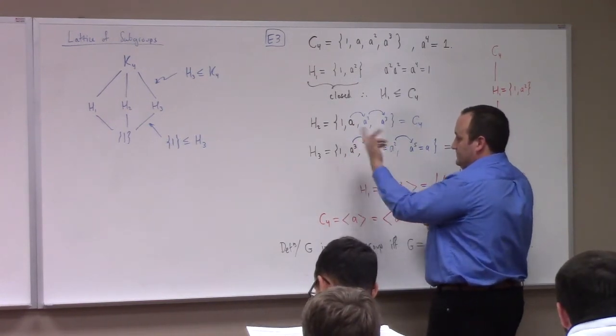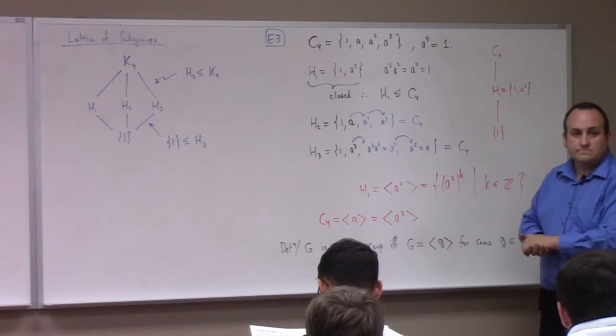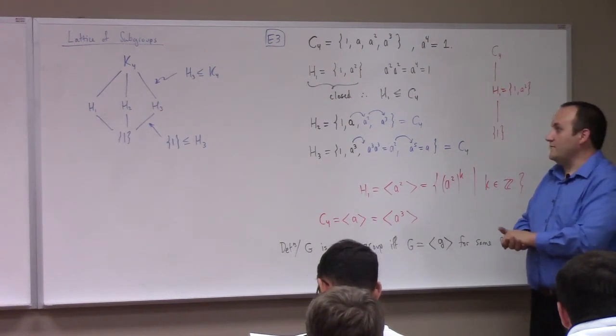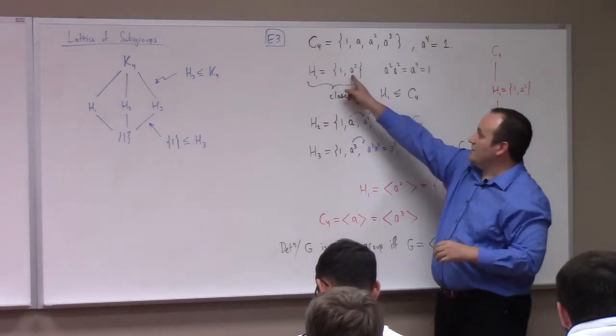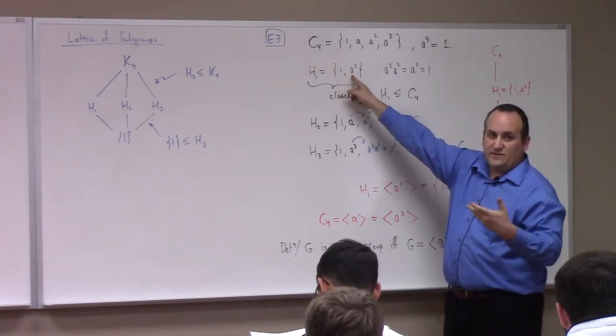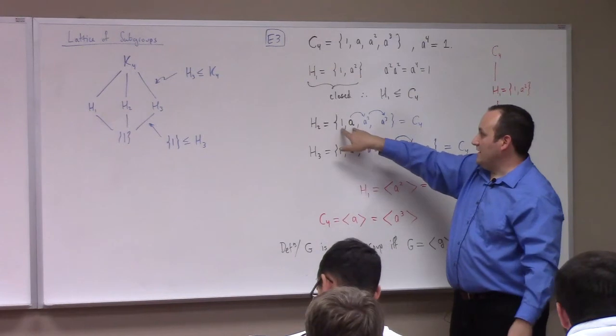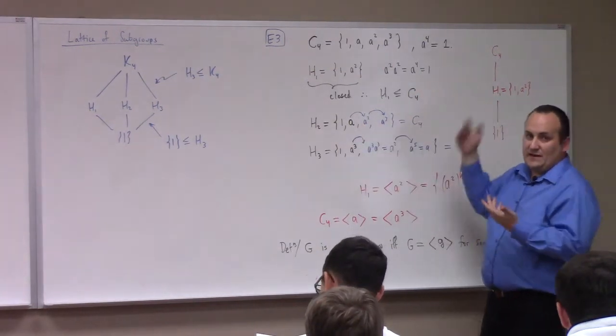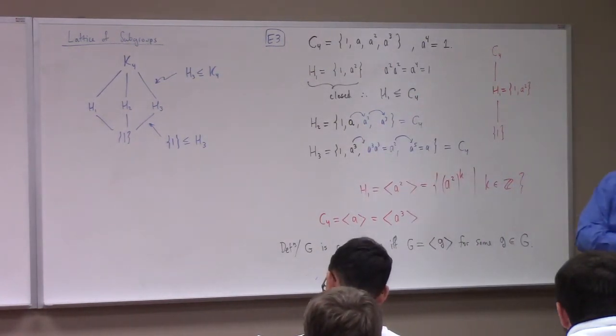Right, so up here, when I start with A squared, and I try to enlarge the subgroup, it goes back to 1, so it's already closed. Here, 1 and A is not closed, because A times A is A squared, which is not in there already.